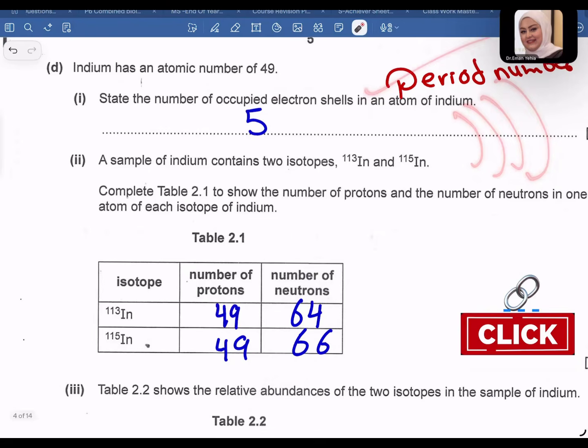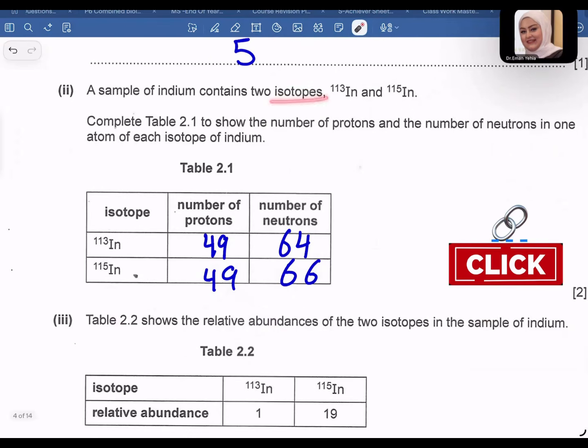A sample of iridium contains 2 isotopes, iridium 113 and iridium 115. This is the atomic mass, not the atomic number. Atomic mass, not atomic number. Complete the table to show the number of protons and number of neutrons in one atom of each isotope. Isotope means atoms of the same element with the same number of protons but a different number of neutrons, or a different atomic mass.